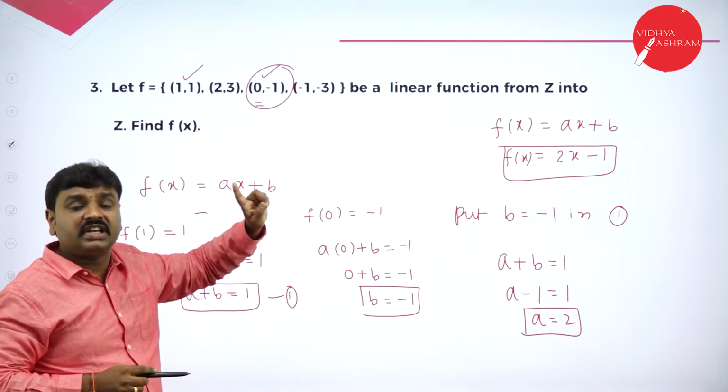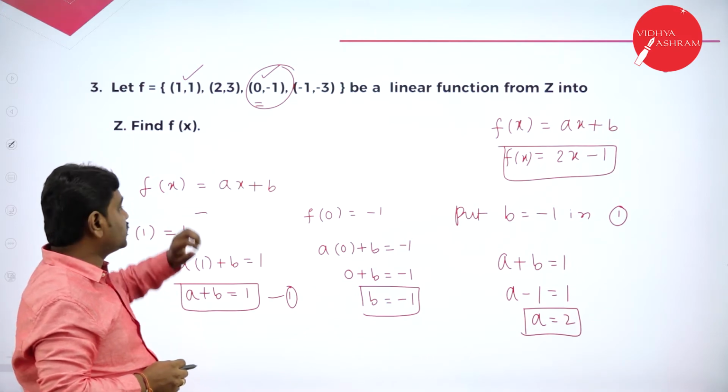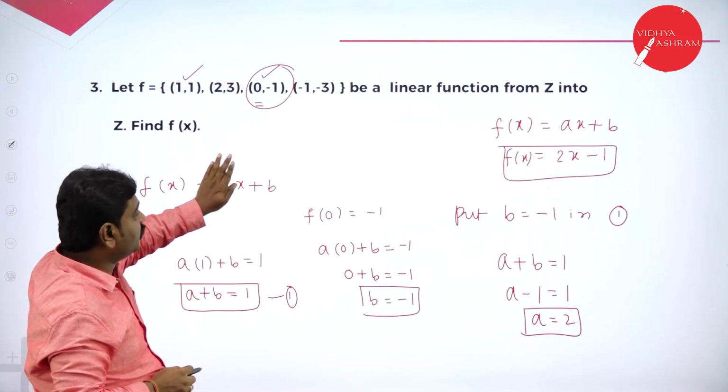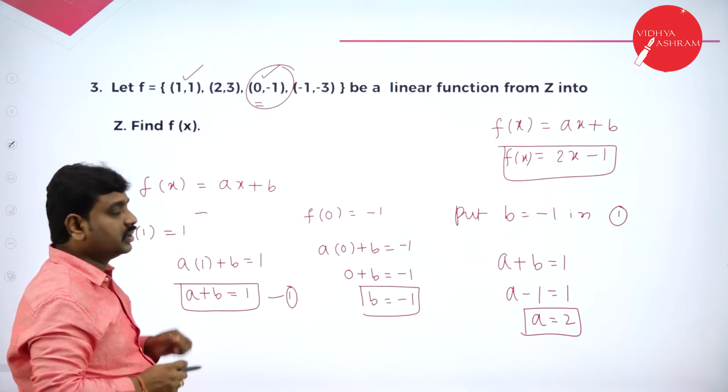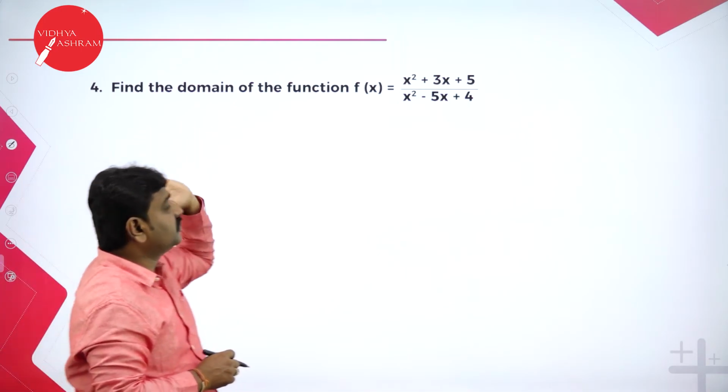They told us it is a linear function. Linear function means degree 1. So it will have an x term and a constant. If you want to get the constant, take x as 0. The x term vanishes and you will get the constant. That's it. Next, we have to find the domain and range of the function.